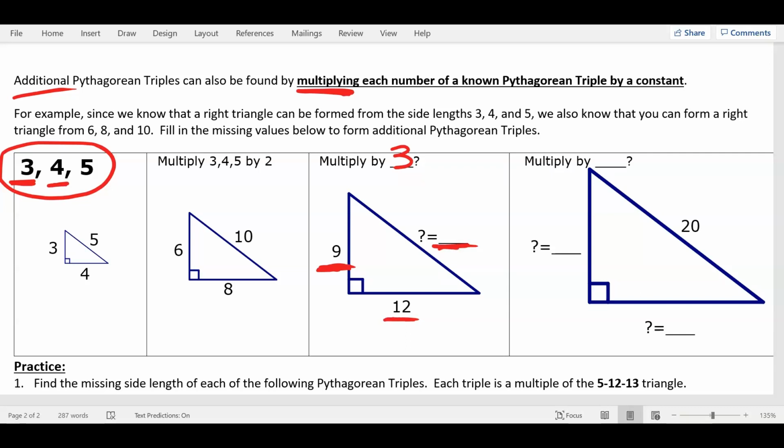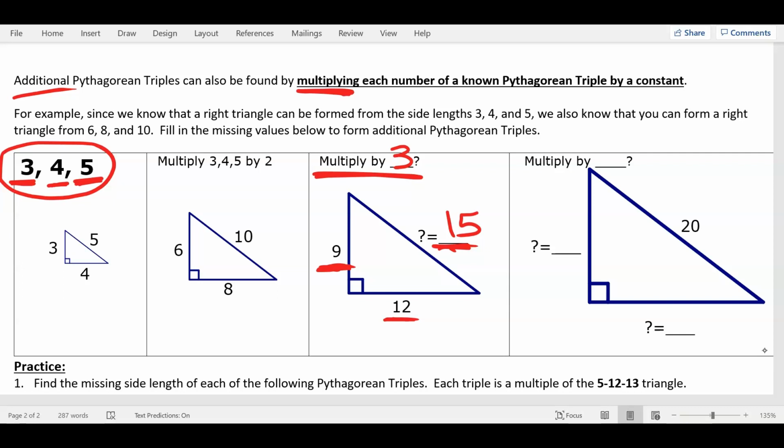So how do I get the next one? What am I multiplying? Not 10. The original triple is what? 5. 5 times 3 gives me 15. So you take that original triple, find the multiplier, use the multiplier to get the missing side.